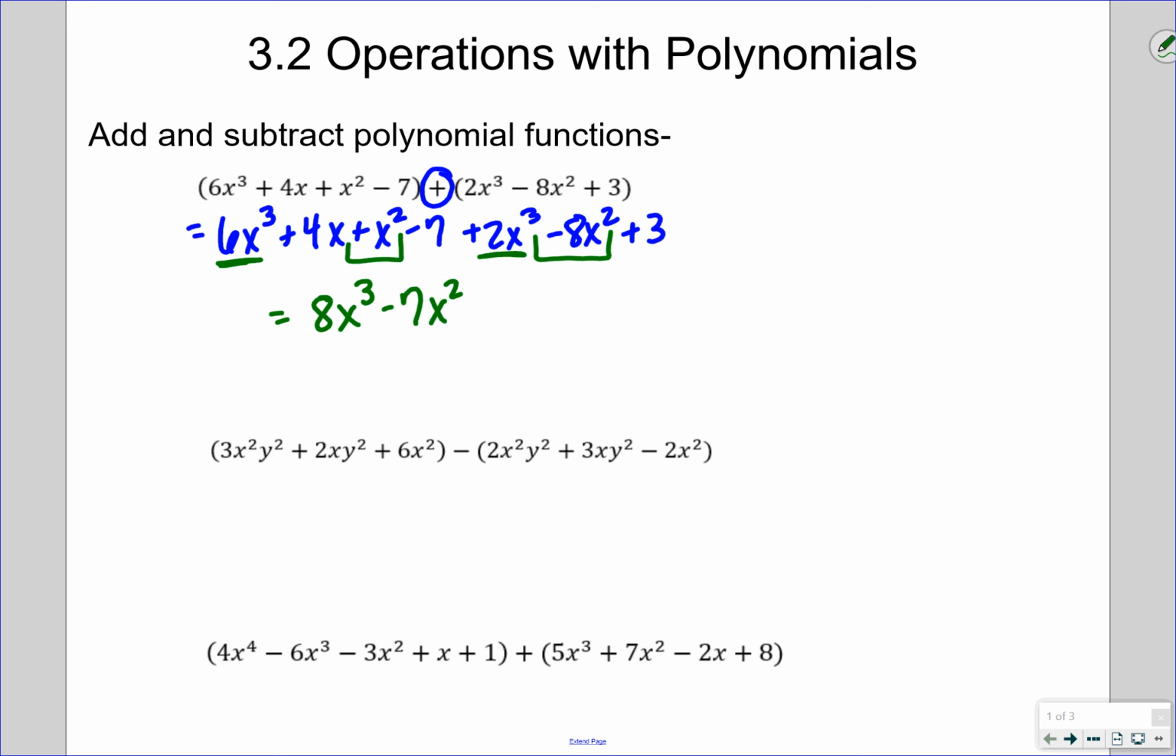And then I'm going to move on to my x term. Here I just have one of them. It is a 4x, so plus 4x. And then my leftovers, I have minus 7 and plus 3. So minus 7 plus 3 is a minus 4. I'm just going to go through my numbers one more time to make sure that I don't have anything that's alike. And as long as I don't have anything that's alike, my problem is done. I'm just combining like terms, simplifying the expression. So here we go. I got one cubic, one square, one linear, and one constant.